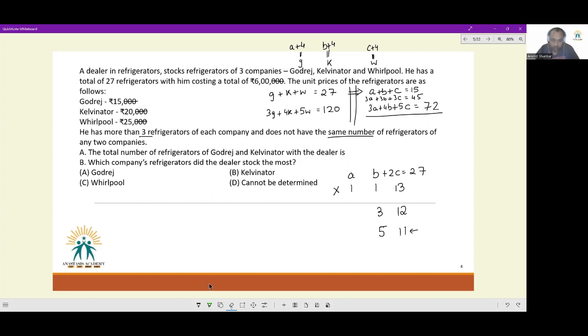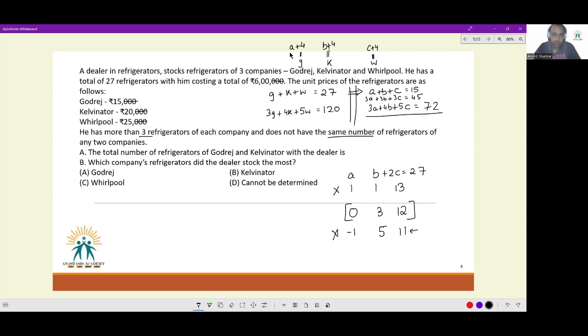Sorry. This is not 2. This is 0. 13 plus 1 plus 1, 12 plus 3 plus 1, 12 plus 3 plus 0. 11 plus 5 is already 16. It is already exceeding 15. So it will have to be minus 1. And this is, of course, impossible. So this is the only acceptable case.